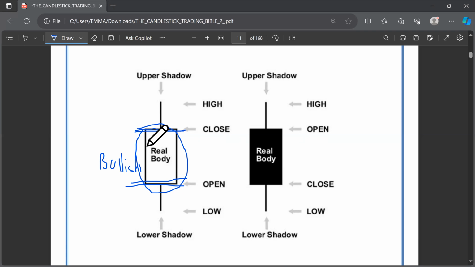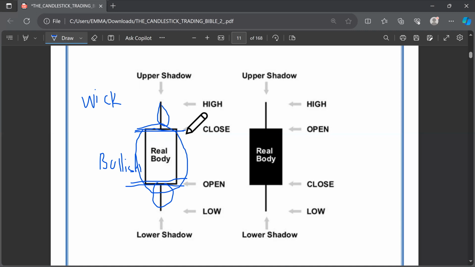Then we have something called the upper shadow and the lower shadow. Another name for them is wicks, spelled W-I-C-K. The wicks look like the tails of the candlestick. So we have the opening price and the closing price, and then the upper shadow and the lower shadow, the upper wick and the lower wick.